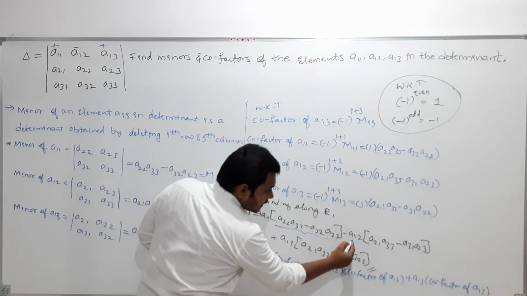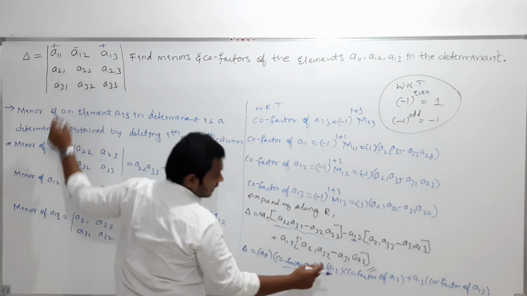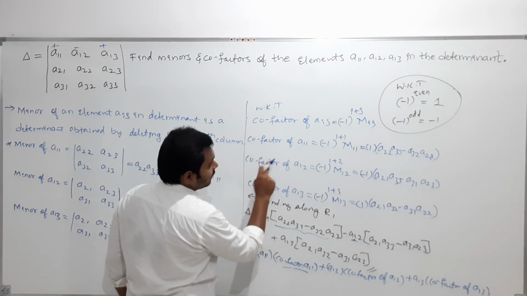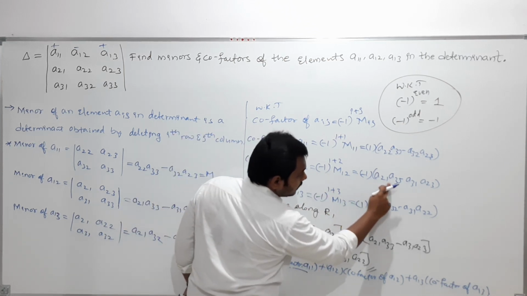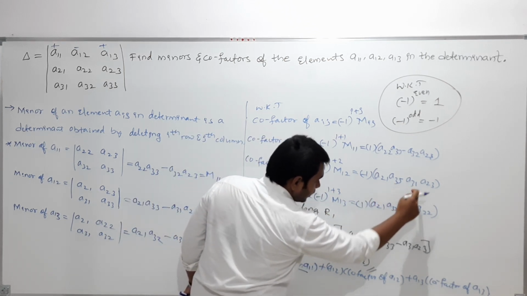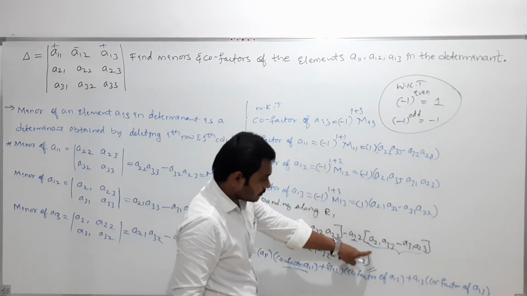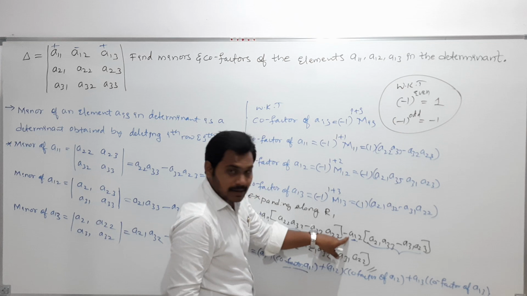And next, consider the second element, A12. If you want to multiply the A12 element with the cofactor of A12, what is the cofactor of A12? Minus of A21, A33 minus A31, A23. So this is your cofactor of A12. So plus into minus, it is minus here.